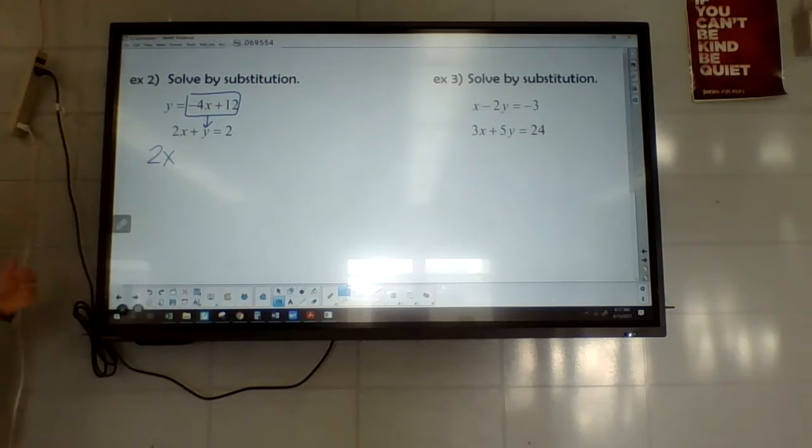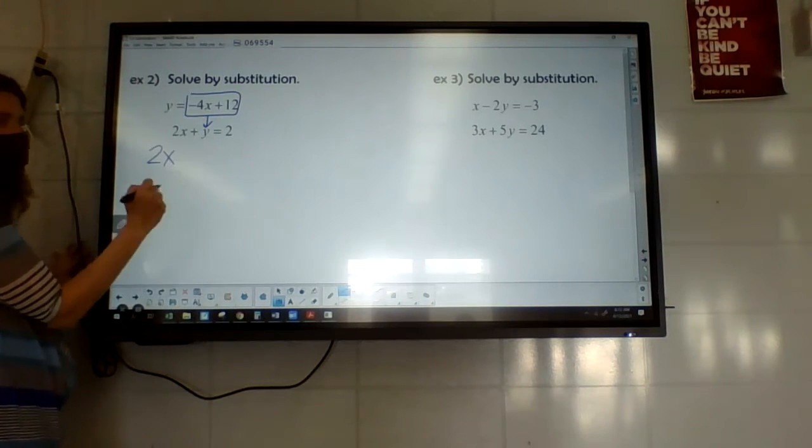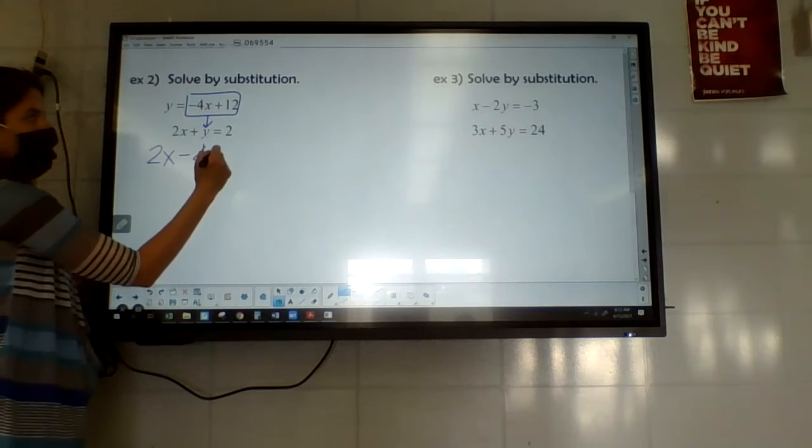In place of y, this time I don't really have to bother to use parentheses because there's nothing being multiplied to y. If you wanted to use parentheses, you could. You don't need to though, because it's just like a 1 times the y. So I'm just going to write it again.